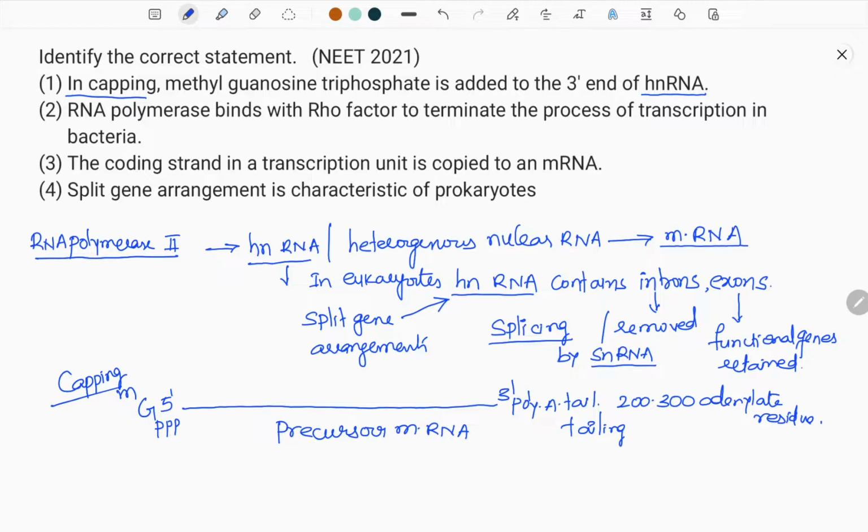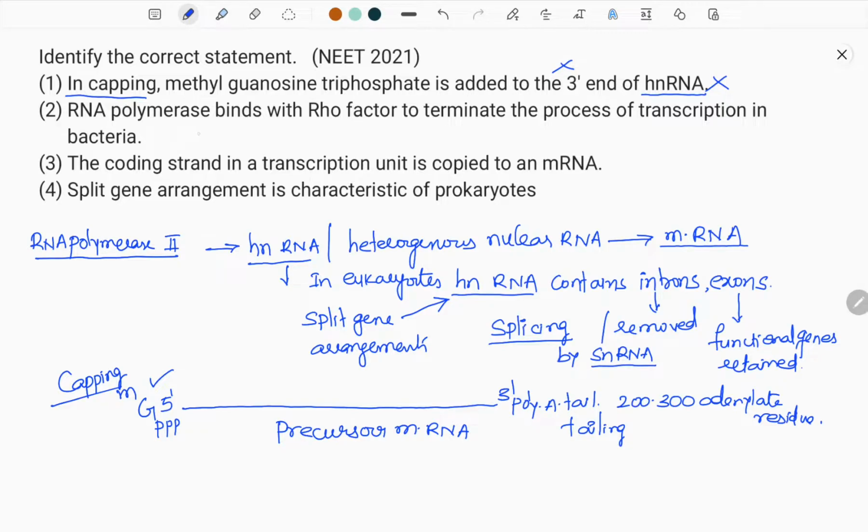Now let us see the first statement here. In capping, methyl guanosine triphosphate is added at third end of hnRNA. No, it is not correct because it is not third end but fifth end. In my previous videos also I have told you that DNA replication, transcription, translation, movement of ribosome on mRNA take place only from 5 to 3 but not from 3 to 5. Do remember, at fifth end the capping is done, at third end the tailing is done. 5 is cap, the 3 is tail. Do remember in such fashion.